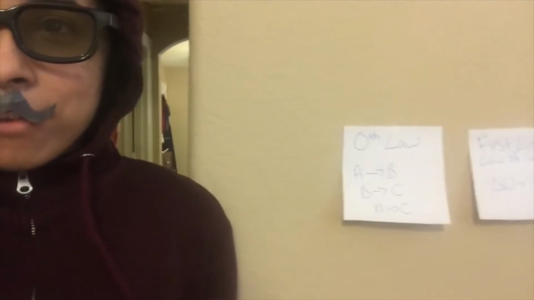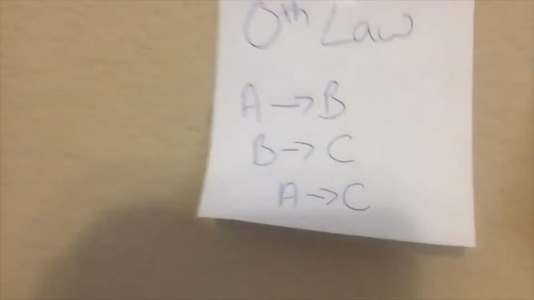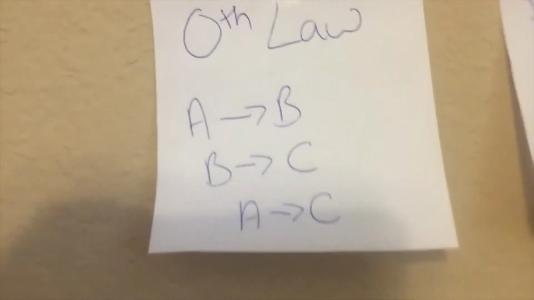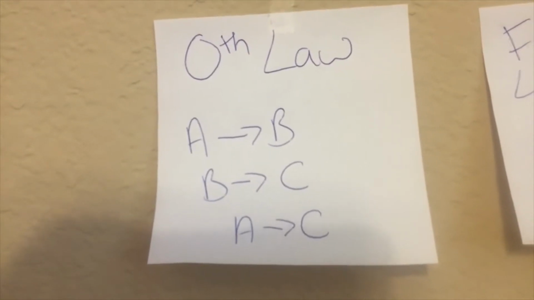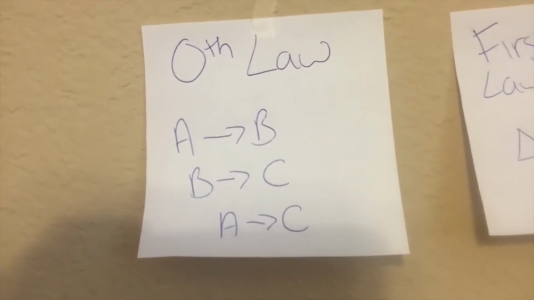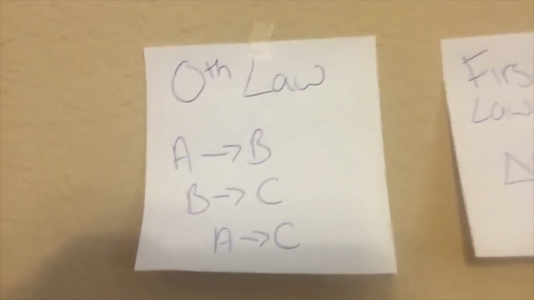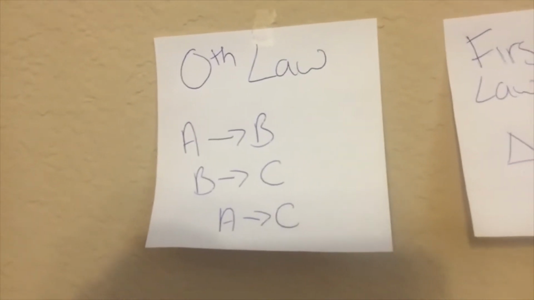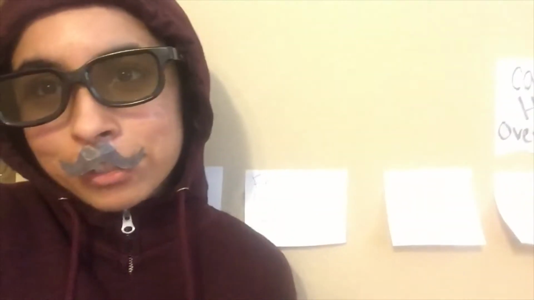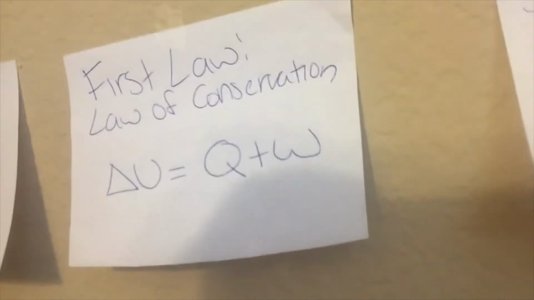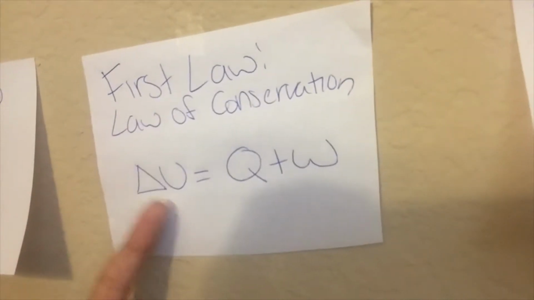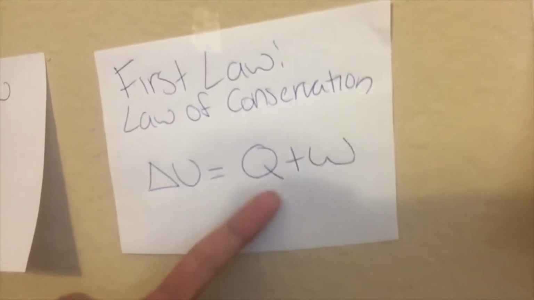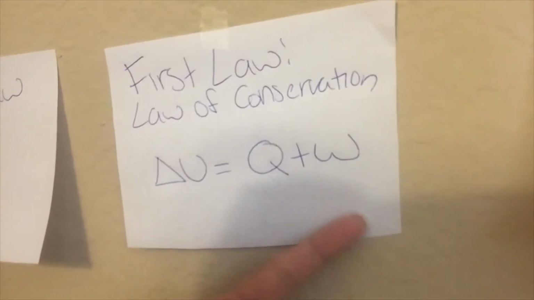So over here we have the zeroth law, which basically states that if the energy in one system, for example A, goes to another system B, and then B goes to C, then A would equal C. So heat's not lost. The next law is the first law, which is the law of conservation. So basically the change in kinetic energy is equal to the heat plus the work.